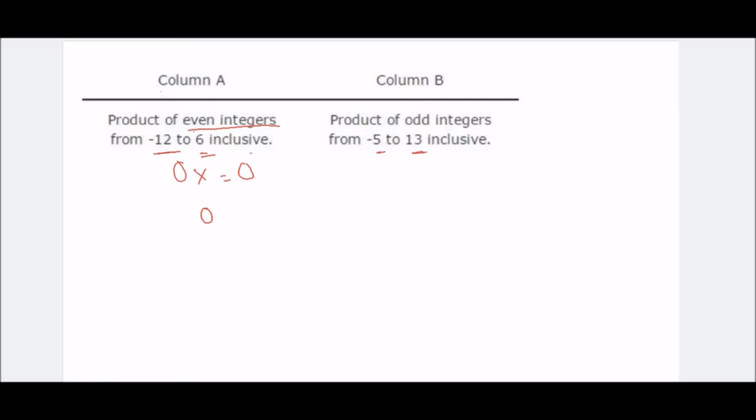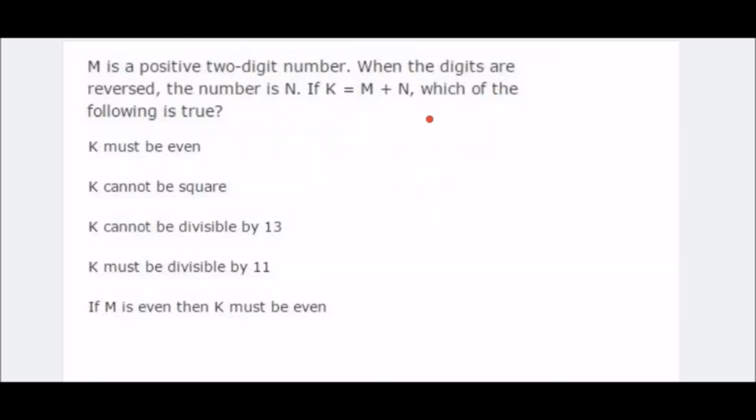And for this here, the product of odd integers, the odd integers will be -5, -3, -1, 1, 3, 5, we have to multiply, but here there are 3 negative signs. So multiplication always gives a negative value, whatever the value will be, but it is in negative form. So a negative value is always less than 0. That's why column A becomes greater, and our answer choice will be A. Here is our next question.